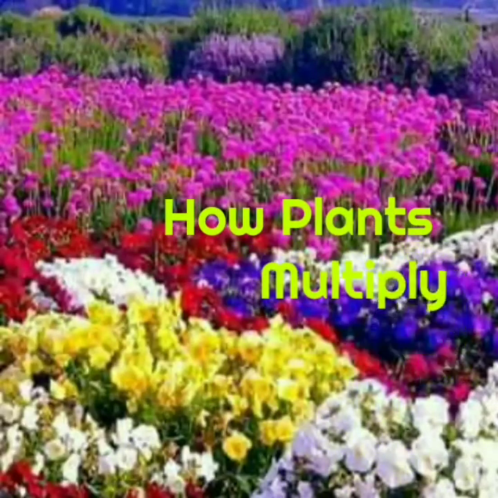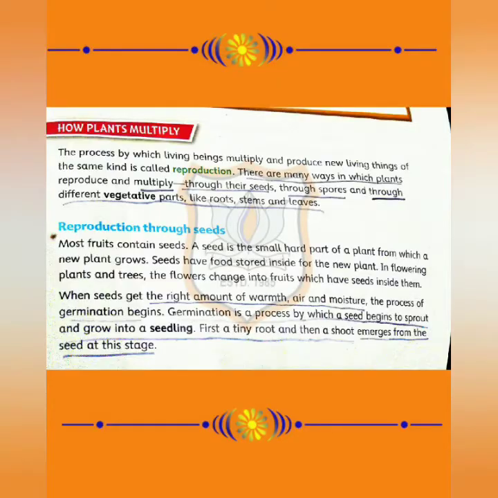The process by which living beings multiply and produce new living things of the same kind is called reproduction. Now, what is reproduction? It is the process by which living beings multiply and produce new living things of the same kind. There are many ways in which plants reproduce and multiply.